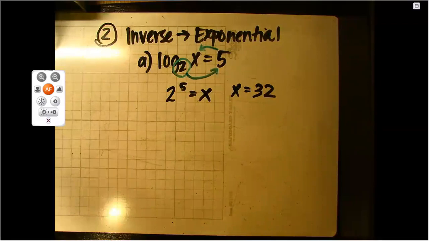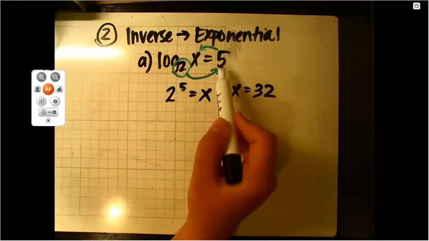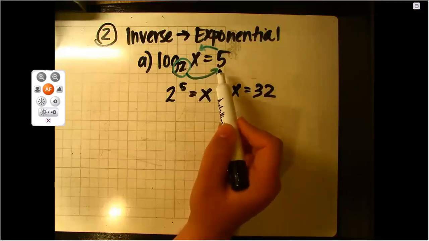All right, before when we canceled logs in our first possible way of solving, you had to have nothing but logs. Like you had to have all logs in your equations. In this case, I have a number here that's not a log, right? So that means I can switch this one to exponential.